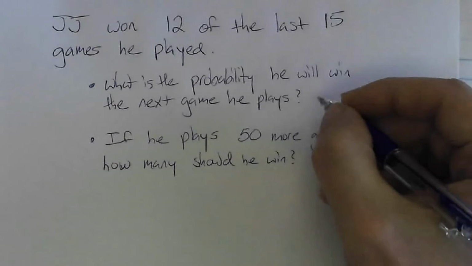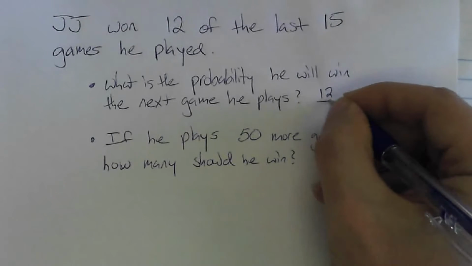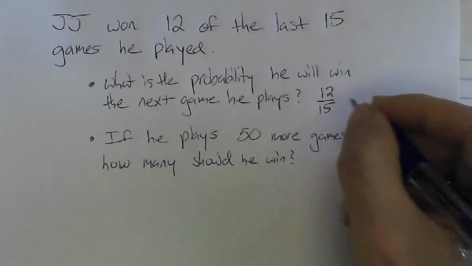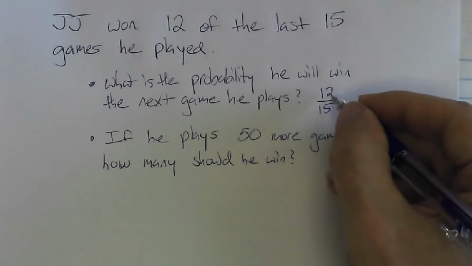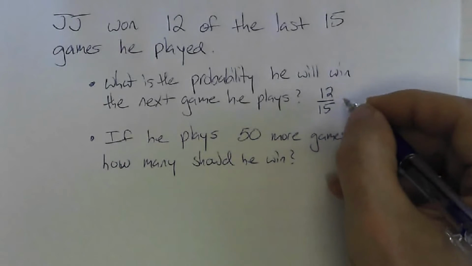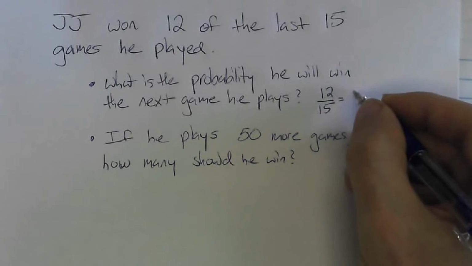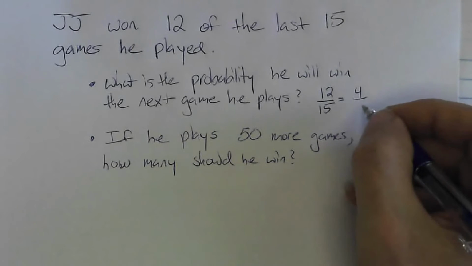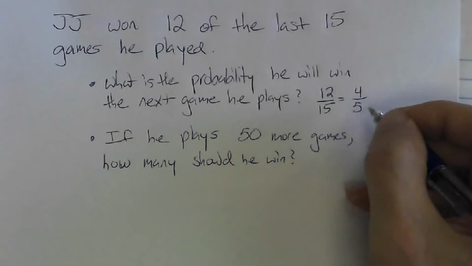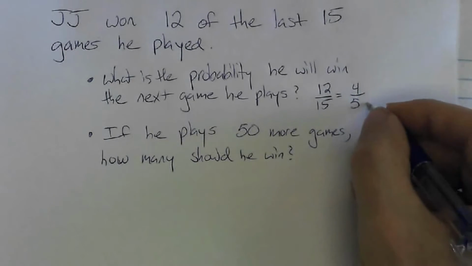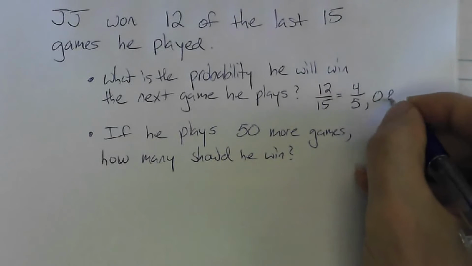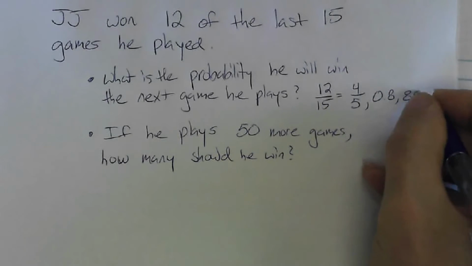Okay, so if he won 12 out of 15 games, all you do to get this probability is reduce the fraction. This would reduce, 3 goes into both. So 3 into 12 goes in there 4 times, 3 into 15 goes in there 5 times. 4/5, which would be 0.8, or 80%.